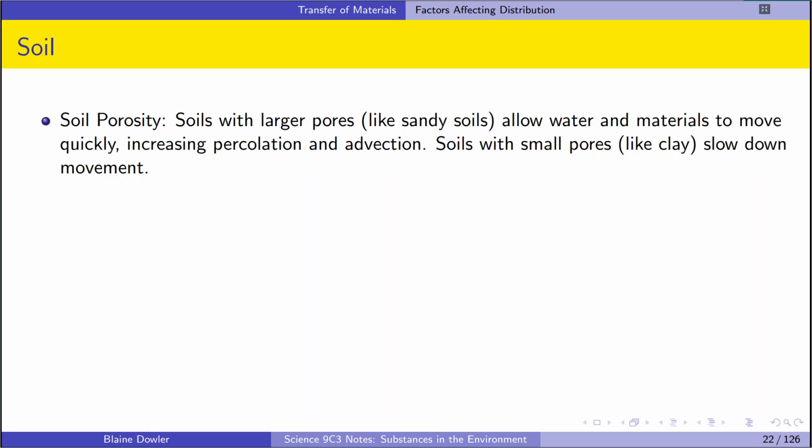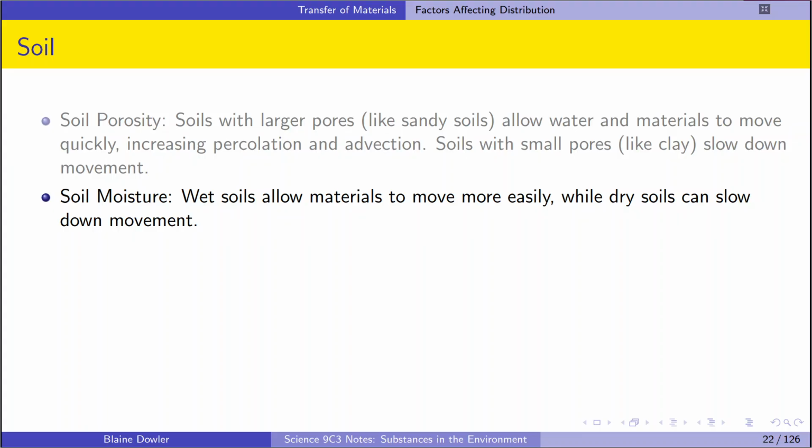Factors affecting soil. We have soil porosity. Soils with larger pores, like sandy soils, allow water and materials to move quickly, increasing percolation and advection. Soils with small pores, like clay, slow down movement. Remember, pores are holes, similar to pores in skin, but in soil. Soil moisture. Wet soils allow materials to move more easily, while dry soils can slow down movement.